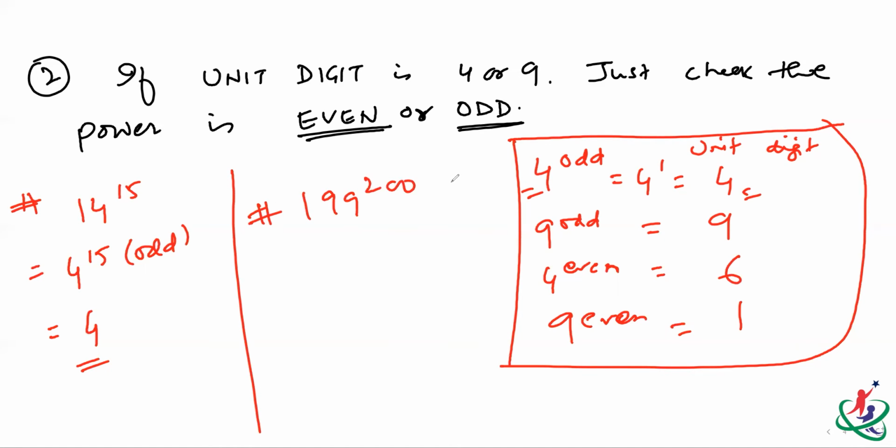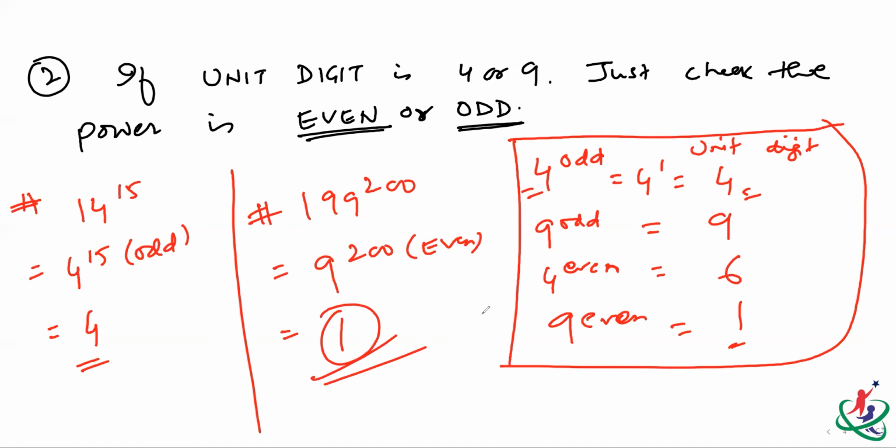199 to the power 200, this is 9 ki power 200. 200 is nothing but an even number. So 9 ka even, that will give you 81's 1. Not 81 here, but yes, 1 as unit digit. I hope this is clear. And this is very simple, right?